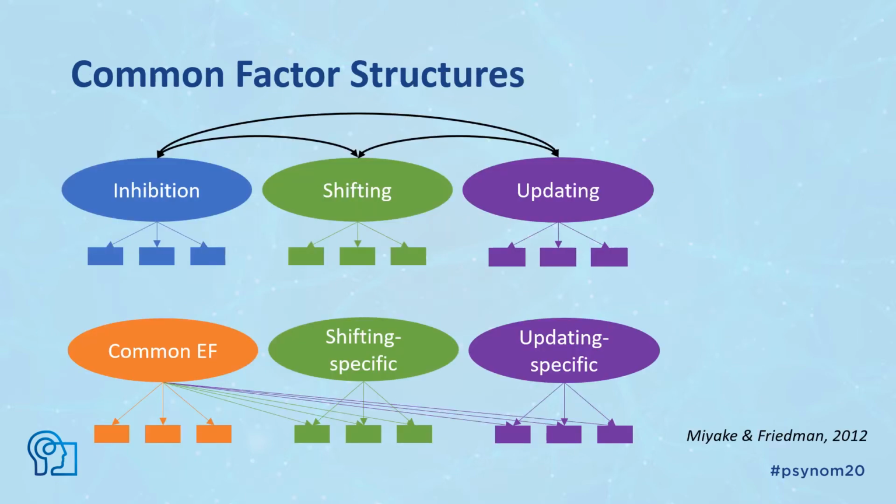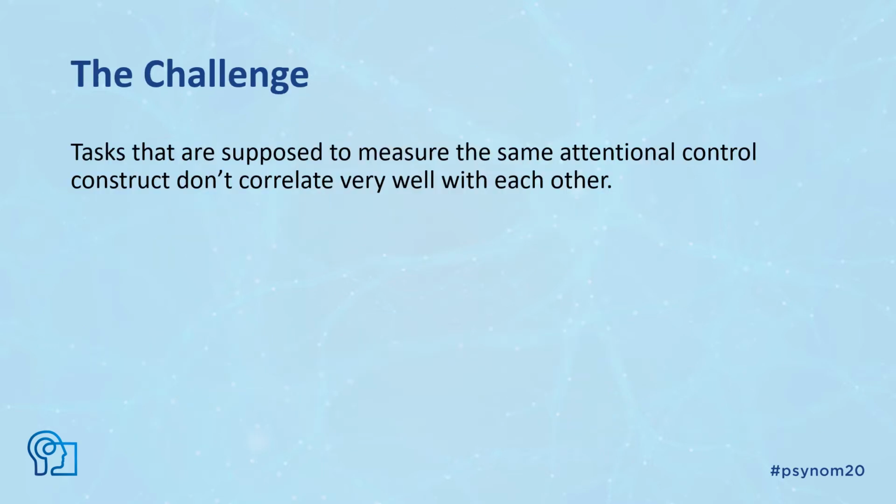And typically, when we think about individual differences in attentional control, we think of the three-factor structure with the three correlated yet independent factors of inhibition, shifting, and updating, or the bifactor model with a common factor and shifting-specific and updating-specific variants, as introduced by Miyake, Friedman, and colleagues. A big challenge, though, that we face right now is that we have noticed over the past couple of years that the tasks that are supposed to measure the same attentional control construct, and in particular inhibition, don't seem to correlate very well with each other.